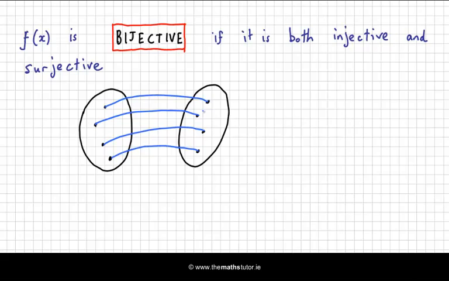So this one here is both onto, so it's injective. Tick. It is surjective. Tick. So it is bijective. Therefore, bijective.